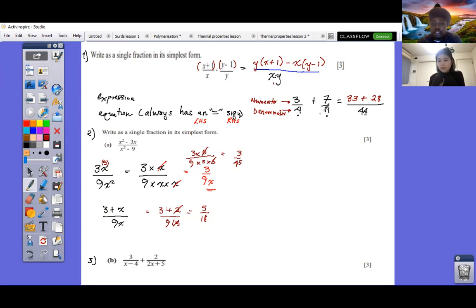Okay? So of course I didn't simplify this one. Our final answer would be 33 plus 28, which would be 61 over 44. And we can then go on to simplify this, but let's not worry too much about that stage. I'm more concerned to see whether you can manipulate this and simplify it. I'm going to try. Yeah, good.